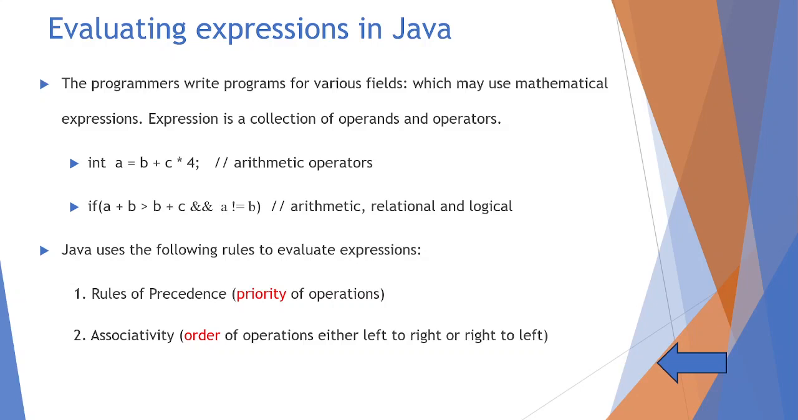In the second example, if a plus b greater than b plus c and a not equal to b, arithmetic operators are there, relational operators are there, logical operators are there. The concept of different operators is explained in the video Operators. Link is given in the description box. If you want, please go through.